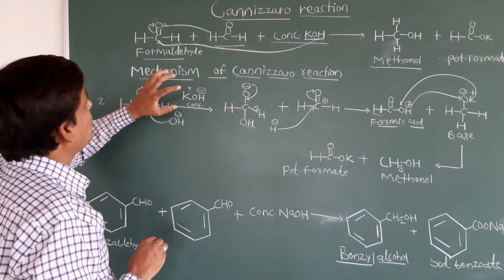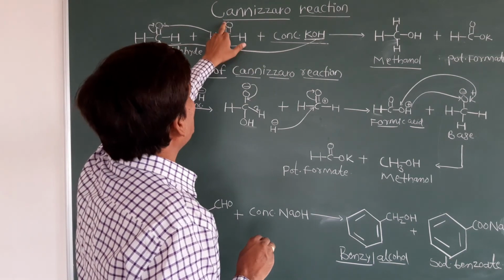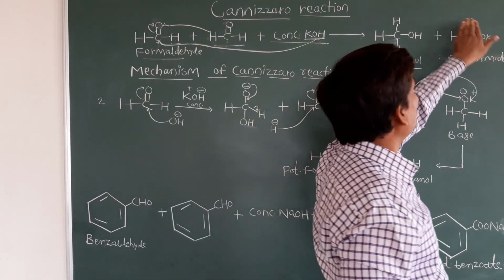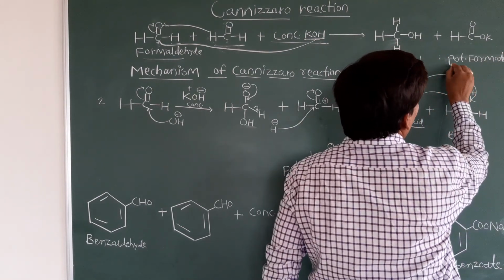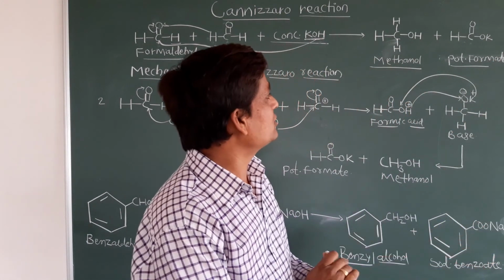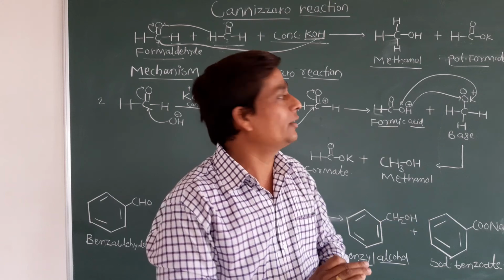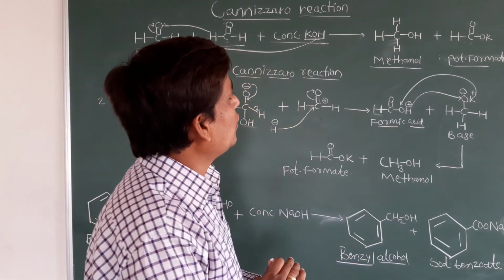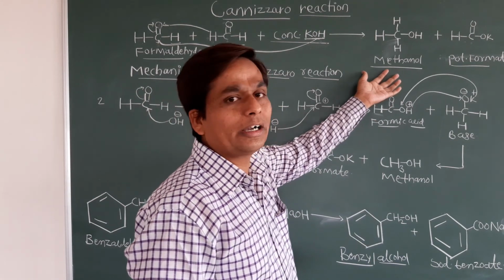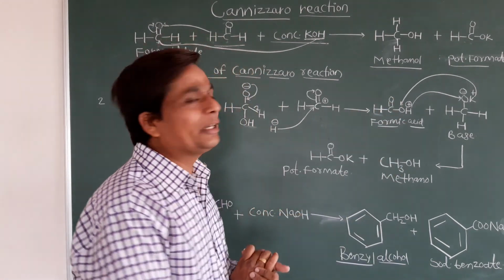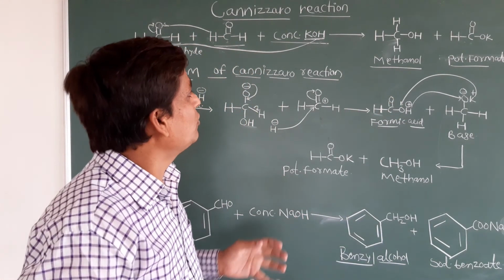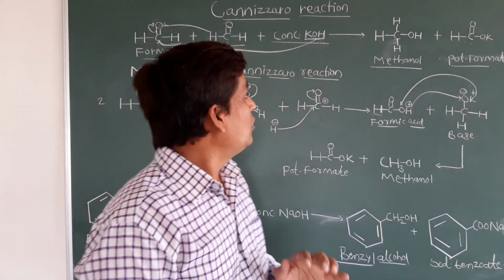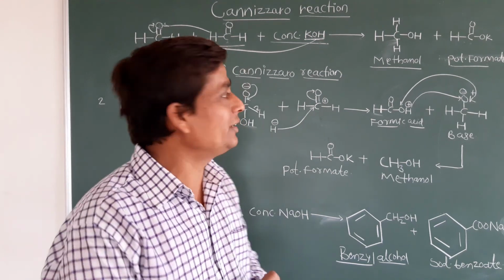And what remains, students? Here HC double bond O, this O and this potassium, HC double bond O. It means it is potassium formate. It is a salt. Methanol and potassium formate. Here the main product is methanol. Now we'll check the mechanism behind it, how this reaction proceeds and how we get methanol as well as potassium formate. The mechanism is very interesting, students, just check it.